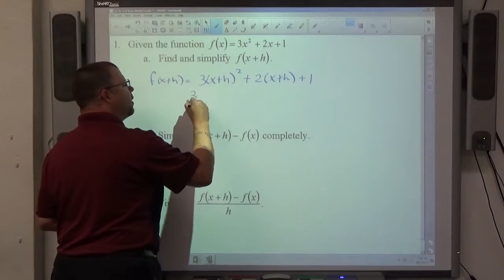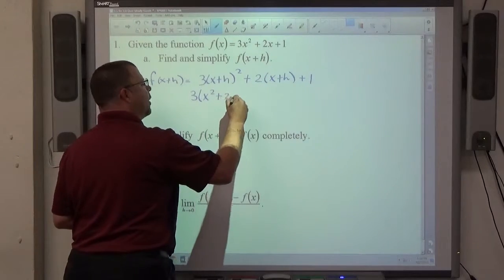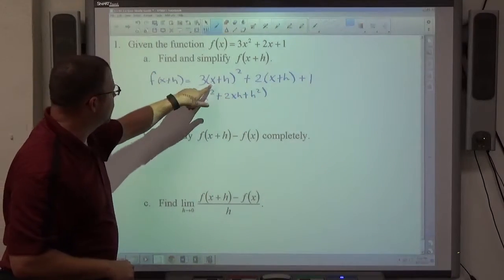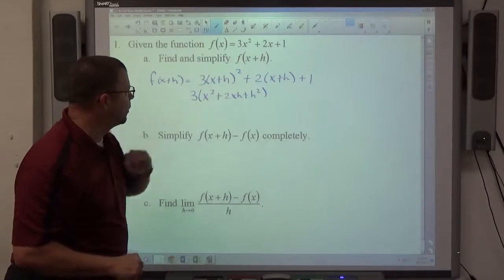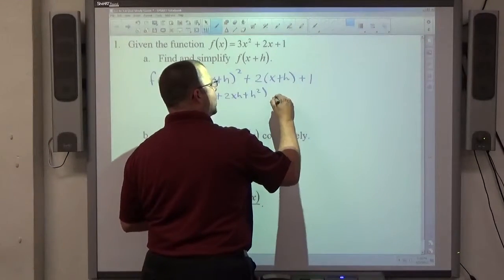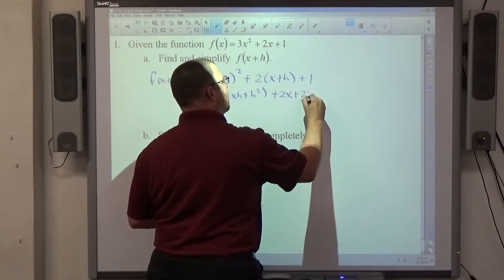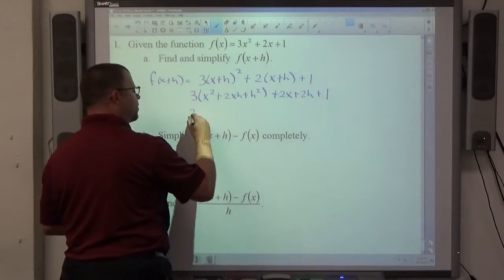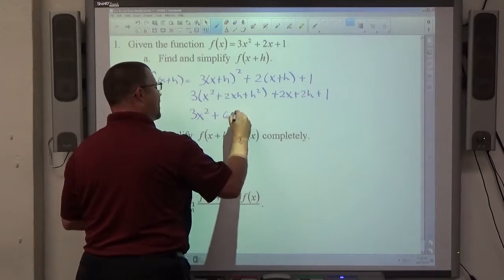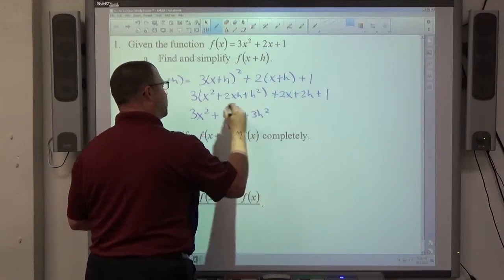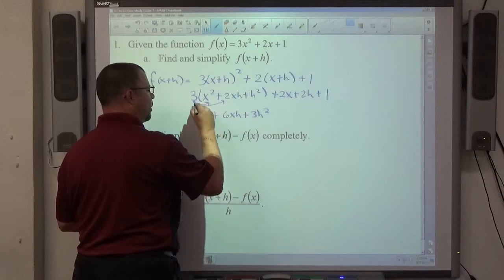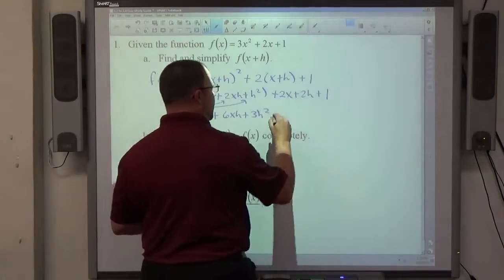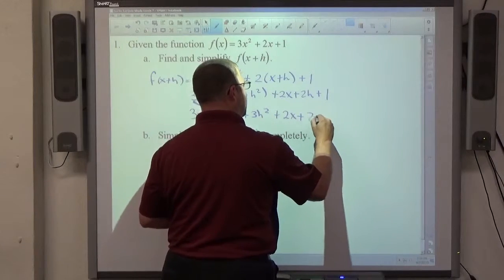That gets me 3 times x squared plus 2xh plus h squared. Make sure you're squaring binomials properly. Square the first, double the product, square the second. Distributive property here is going to be plus 2x plus 2h, and then plus 1. And finally, if I distribute the 3 through, I'm going to get 3x squared plus 6xh plus 3h squared, 3 times all three things. Power first, multiplication second. And then plus 2x plus 2h plus 1.